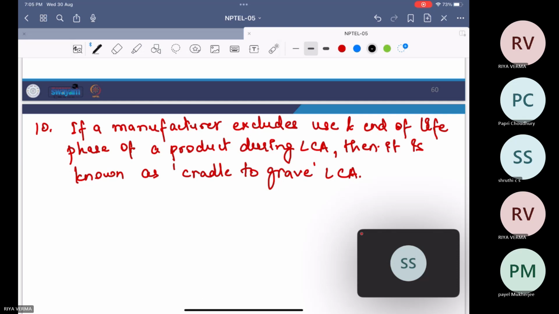Ma'am, can you repeat? Okay, so if a manufacturer excludes use and end of life phase of a product during LCA, then it is known as cradle to grave LCA. Is this true or false? False, ma'am. Cradle to gate, I think. If the use and end of life phases are excluded, then it is known as cradle to gate, right? Okay. Yeah, yeah, ma'am. And if only the use and end of life phases are included, then it is known as gate to grave, right?